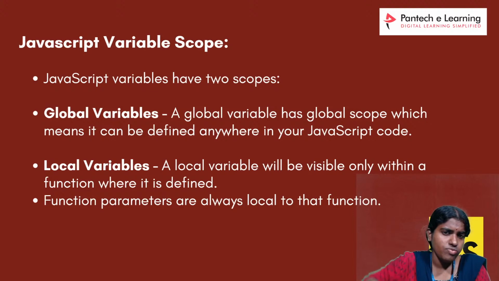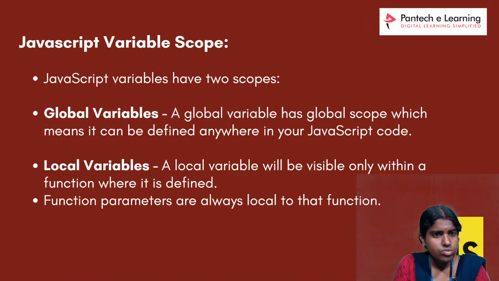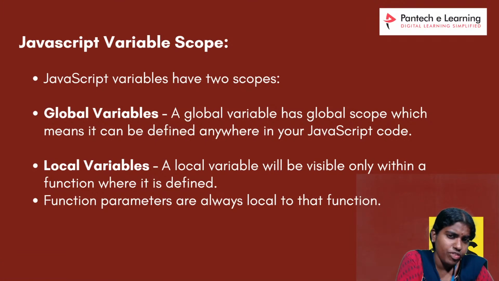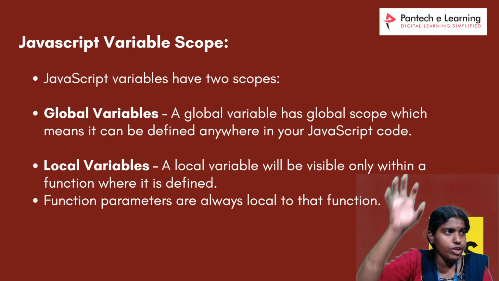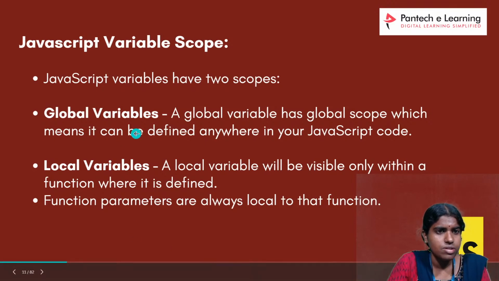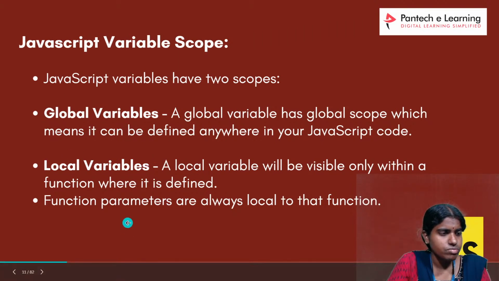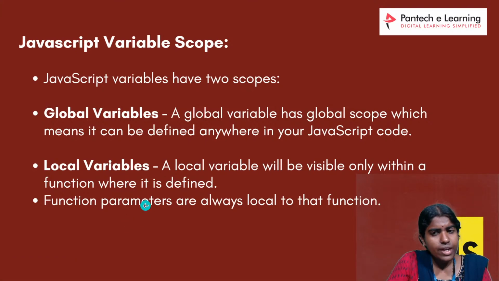Clear with this? So what is the use of JavaScript variables? They have two different scopes. One is called a global variable and one more is called a local variable. A global scope can be defined anywhere in the JavaScript code. So globally, if I want to use the variables in any of my JavaScript coding, I can go for global variables. From the name, you can understand what do you mean by a global variable and what do you mean by a local variable. Whereas a local variable will be visible only within a function or a block where it is defined. They are local to that function.